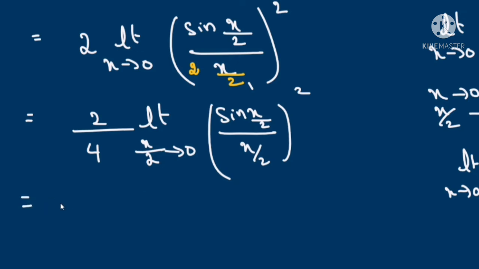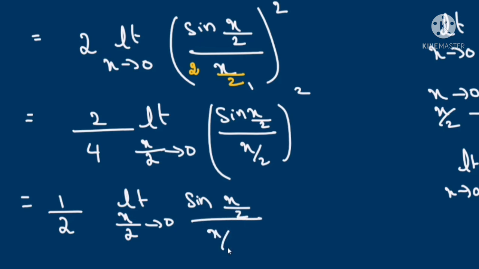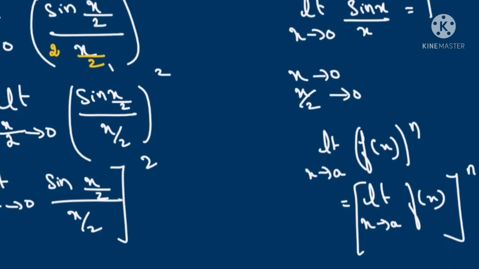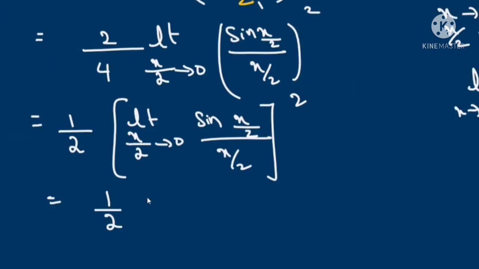This term, this is 1 by 2, limit x by 2 tends to 0, sine x by 2 by x by 2, the whole square. This power you can put it outside the limit. Now this is 1. This value is 1. From this formula it is 1. So that is 1 by 2 into 1. It is 1 by 2. That is the answer.